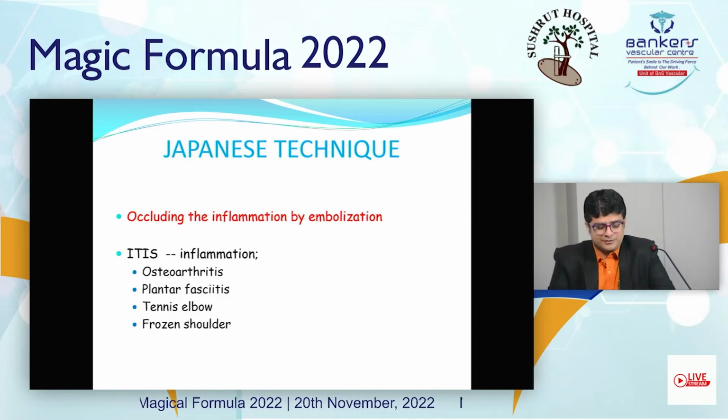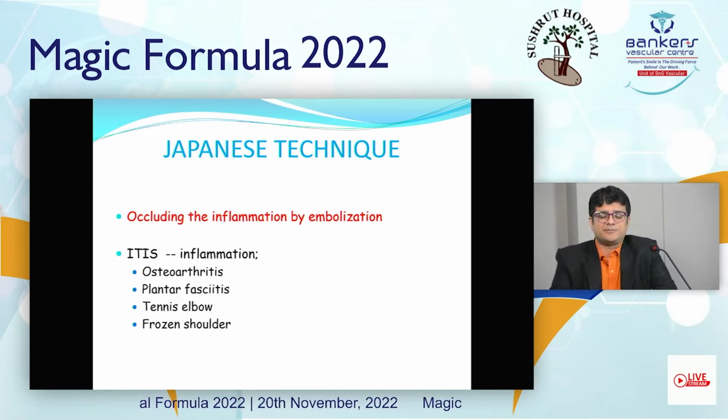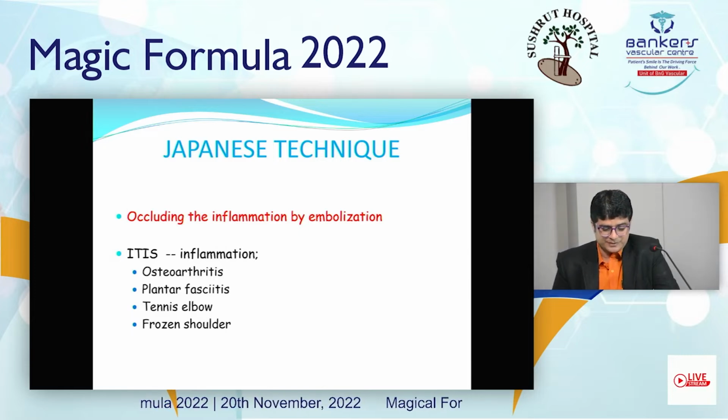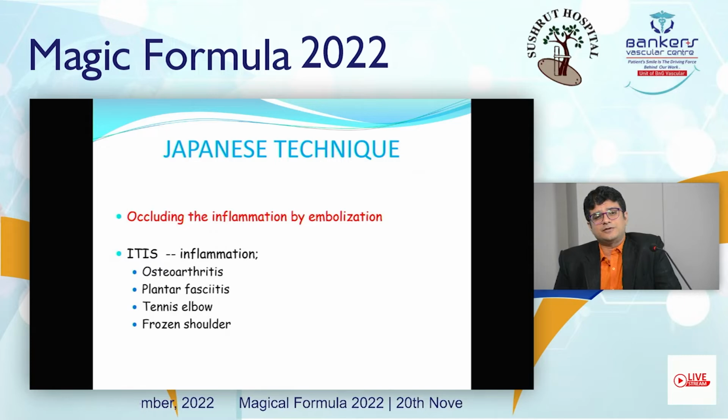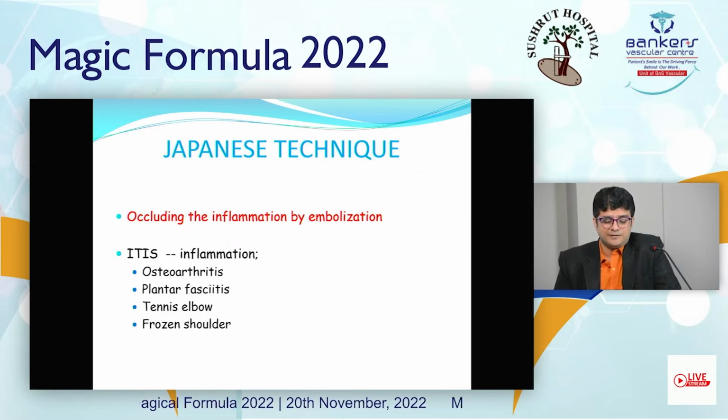Today we have talked, and Dr. Mohal has also talked about the Japanese technique. So what is the Japanese technique? Embolization means closing of any vessel, whether it is an artery or a vein. We used to occlude or embolize the tumors. We embolize the bleeding vessels. We embolize the varicose veins.